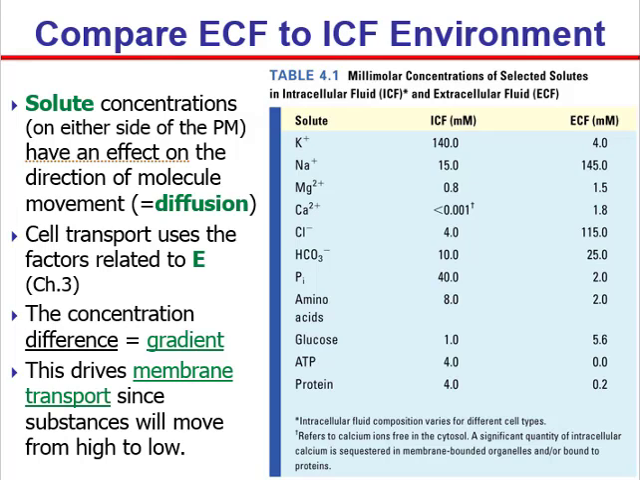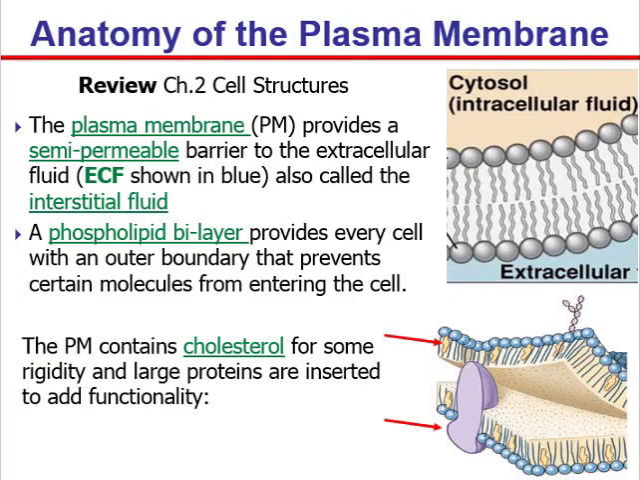We need to kind of think about that, have that question in the back of your mind as we move forward and talk about how a cell would maintain these different ion concentrations. Well, first we need to consider the cell membrane. This is a review from chapter 2. We were looking at cell structures, and the membrane's acting as a barrier, but it's not a solid brick wall.